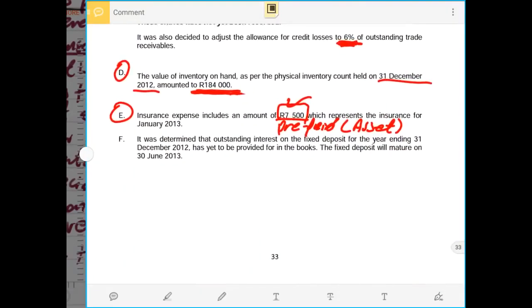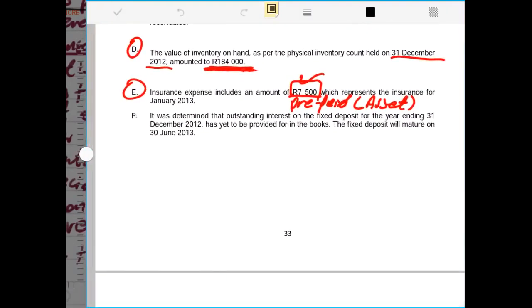Let me confirm. Okay, the last one now is number F. We have recorded this as an asset. We have recorded this also in the ledger account, reducing our insurance. Then we go to number F. Number F says it was determined that outstanding interest on the fixed deposit on the 31st of December 2012 has yet to be provided for in the books.